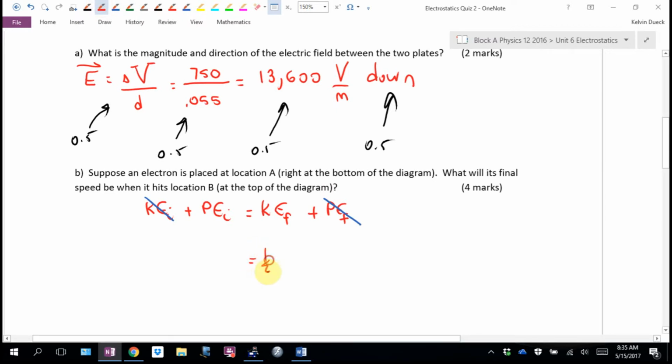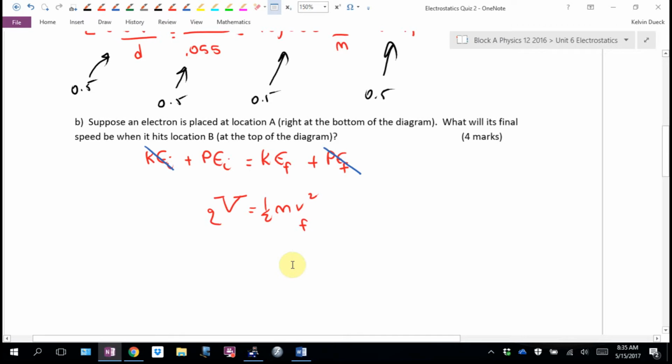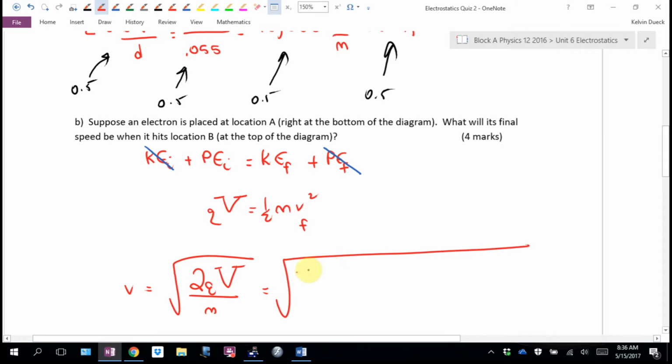Kinetic energy hasn't changed since Physics 11. It's still a half mv squared. Potential energy, what kind of energy this time? This time it's electric potential energy, and I'm going to use qV. I'm not going to use the one with the R in it because that needs 2 points and also means point charges, and I don't have 2 point charges. So I guess the speed is going to be the square root of 2 times q times V divided by m.